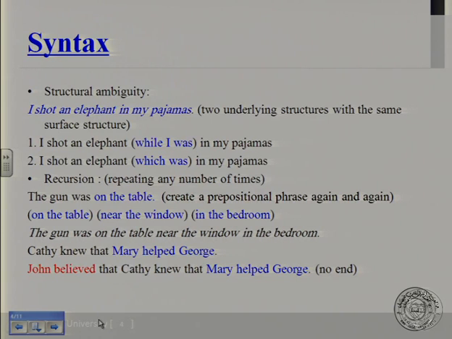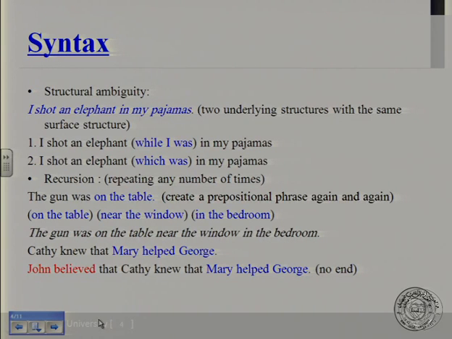Recursion is to repeat something many times, again and again. For example, here I'm repeating a prepositional phrase again and again. On the table. This is a prepositional phrase. Now I may say the gun was on the table, or I can repeat this by saying the gun was near the window, or the gun was in the bedroom. So I may form a sentence by repeating different prepositional phrases any number of times, by saying the gun was on the table, near the window, in the bedroom.